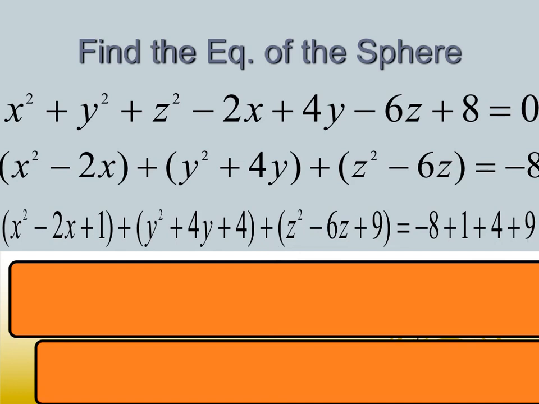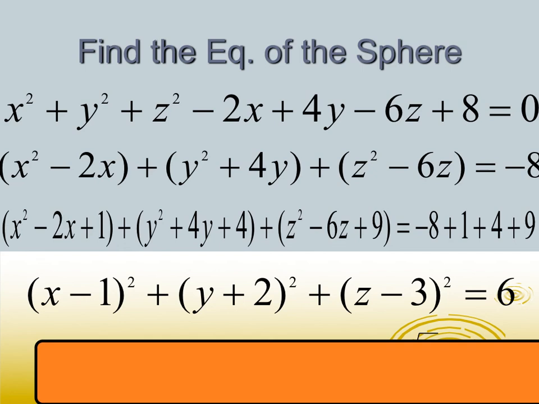Now that I have completed the square, I can go ahead and factor my expressions. Remember that we're always going to factor as x plus half of our middle term, or y plus half of our middle term, and so on. So I have x plus half of negative 2, which is 1. I have y plus half of 4, which is 2. And then z plus half of negative 6, which is 3.